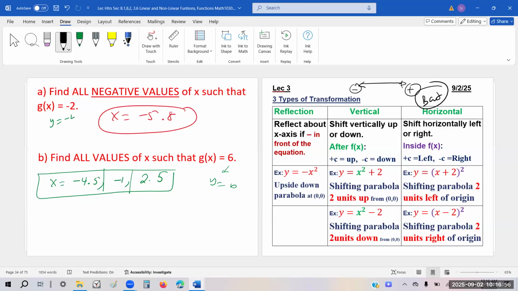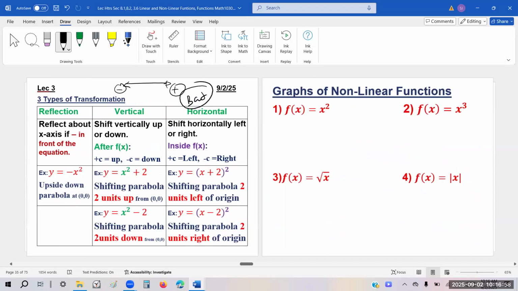Great. Now, there are 4 types of original graph you have to remember in this class. These are the 4 types of original graph without any transformation. We call them parent graphs. They produce children, but they are the original ones. The first one is x squared. We call it a parabola. The original x squared graph is a parabola at the origin.